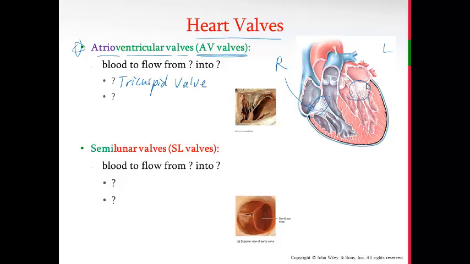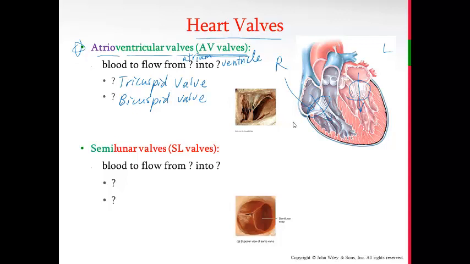And the one on the left side is your bicuspid valve. So they're there so that blood can flow from the top to the bottom chamber. So it allows it to go from the atrium to the ventricle.